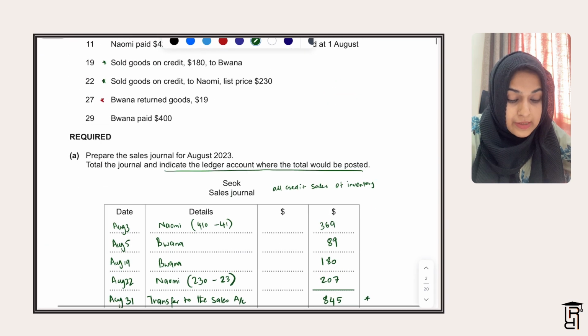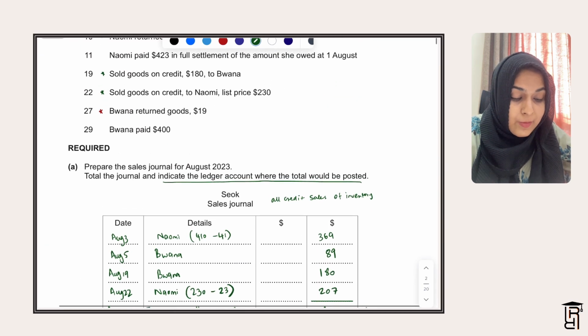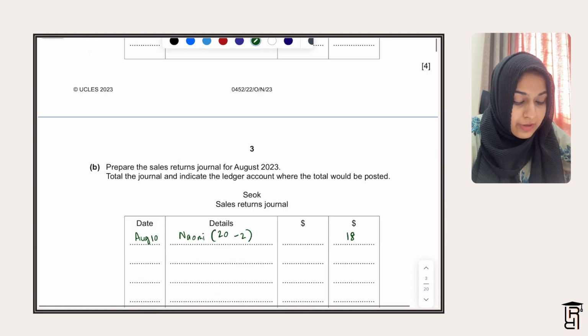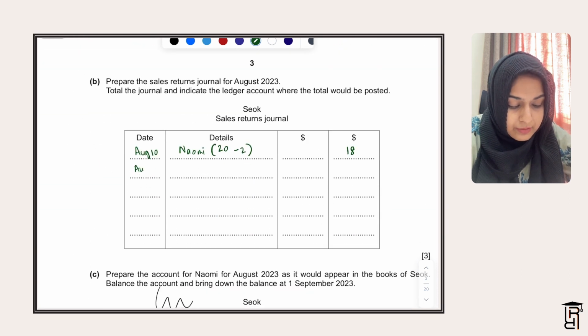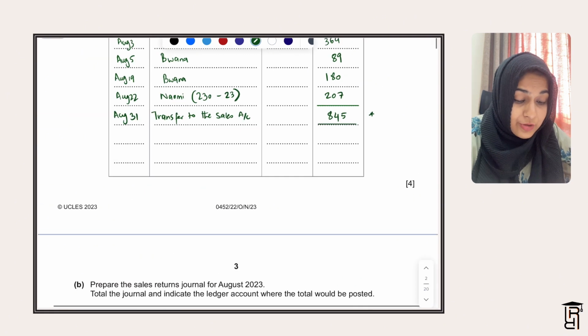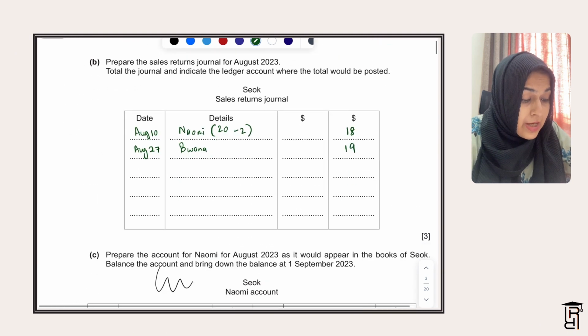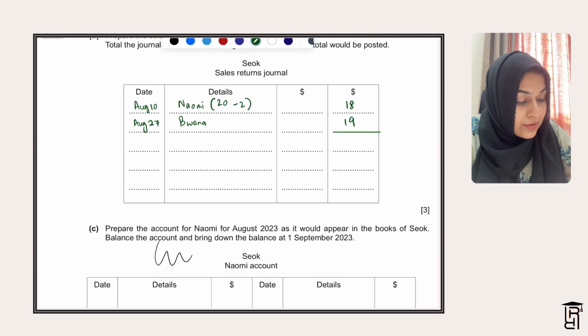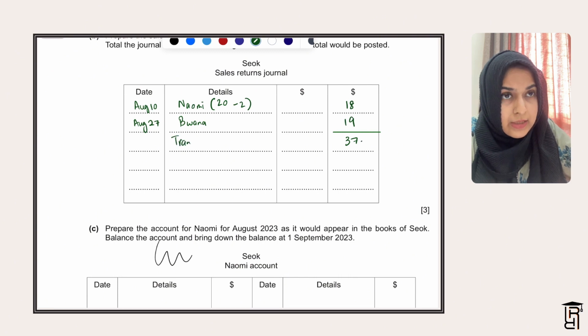Then you record this on August 27. Bhavana returned goods $19. So I write here August 27. I write here Bhavana. I write here $19 because she wasn't given any discount, so you don't need to adjust for the discount. You add these both up and you get 37. So this will be transferred to the sales returns account.